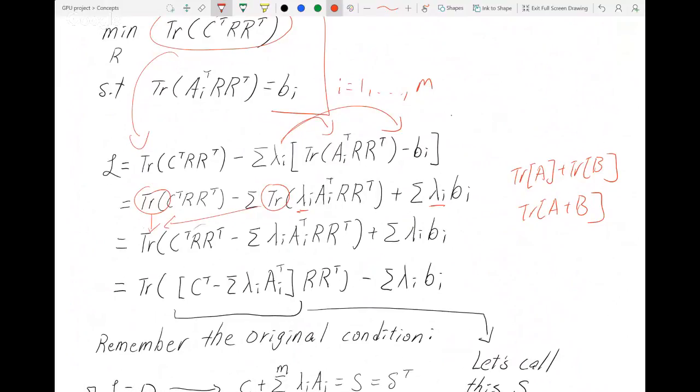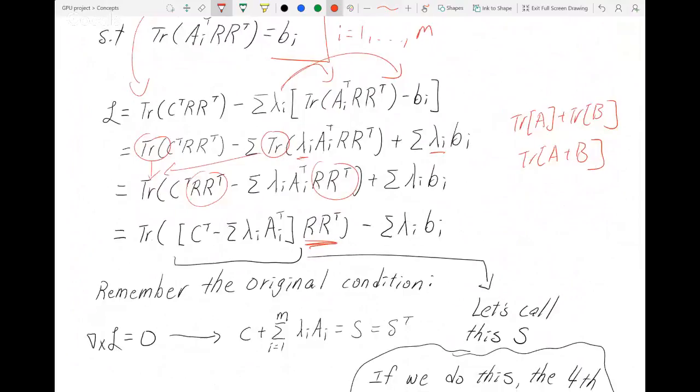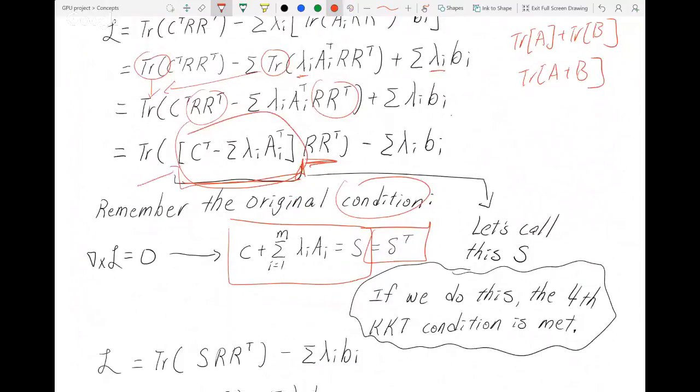Now, notice over here is R R transpose. So I pull it out. And now remember the original condition, what S was. Remember, this was S, and S was symmetric. So this is the same as S. Okay? So if we just call this thing S, we call this S, the fourth KKT condition, gradient of the Lagrangian. So if that's S, then we're all good.